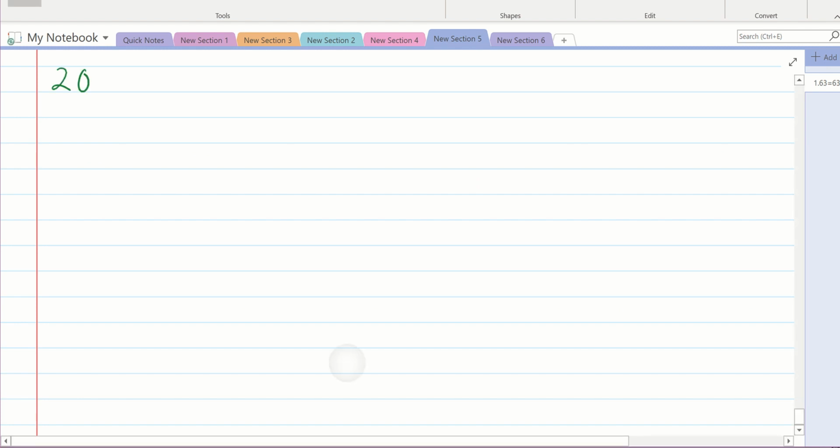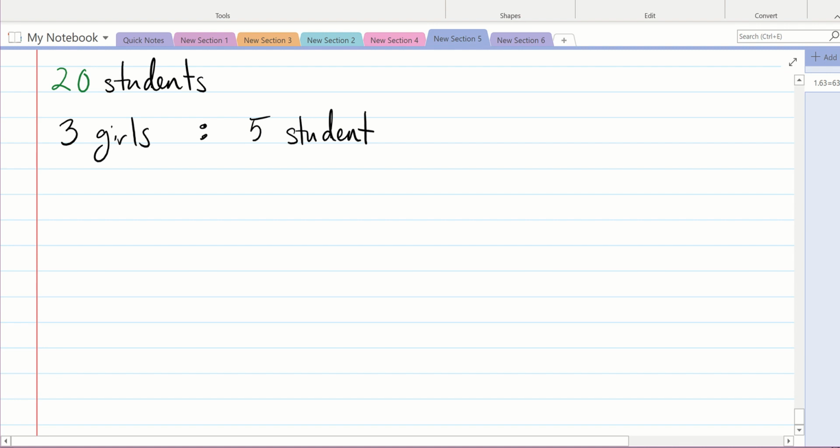20 students, or 20 people. There are 3 girls for every 5 students, and this is a part to whole type question. So there are 20 students in total. There are 3 girls for every 5 students.